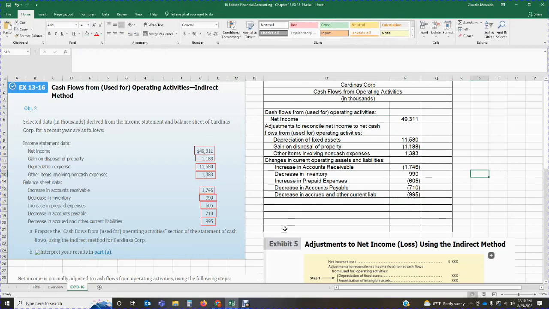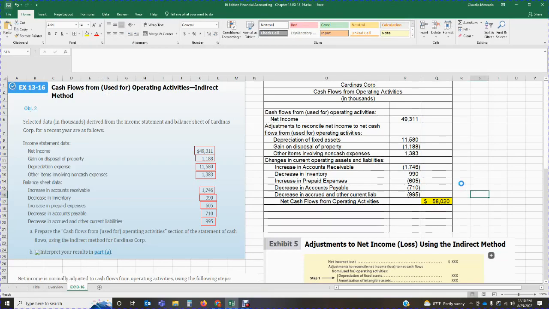Now we can calculate our net cash flow from operating activities. Okay. So we're going to go ahead and add all of these dollar amounts, okay? Because I am using Excel, I can just do a formula, or you can just get a calculator out. I'm going to add them, and that gives me $58,020. So my net cash flows from operating activities is $58,020.